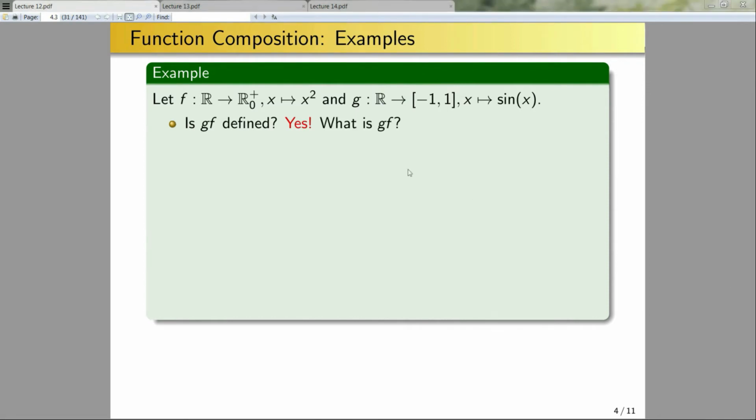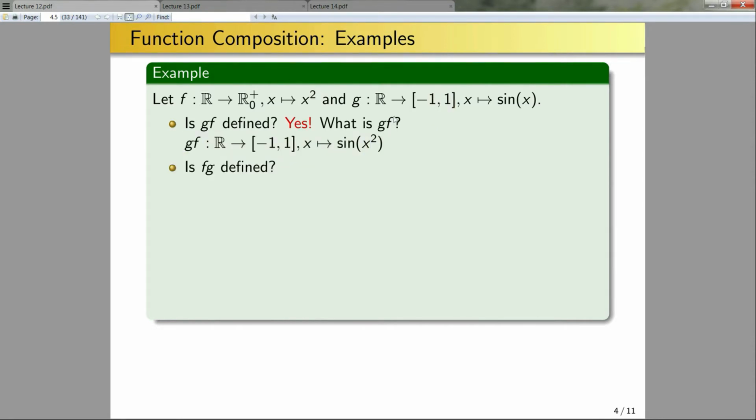Now, what is gf? Well, gf will be the function that I get when I take this x squared and plug it in here for x. So in this case, gf will be sine of x squared. Now, secondly, the domain of gf will be R, and the codomain will be this interval here from -1 to 1. So gf will be explicitly given by this function here.